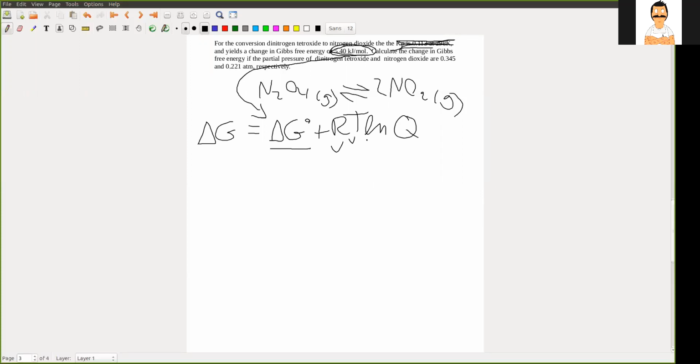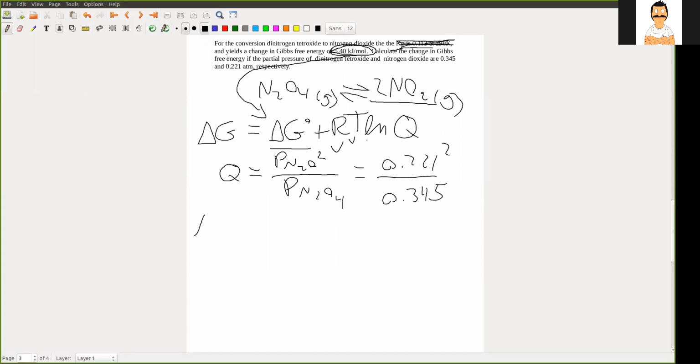And now we just need to find out what Q is. And Q is going to be products over reactants. And instead of using concentrations, we're using partial pressures. So the products, as written here, are our nitrogen dioxide. So the pressure of NO2 raised to the power of the coefficient, so that's squared, over the pressure of N2O4. So that's going to be 0.221 squared over 0.345.